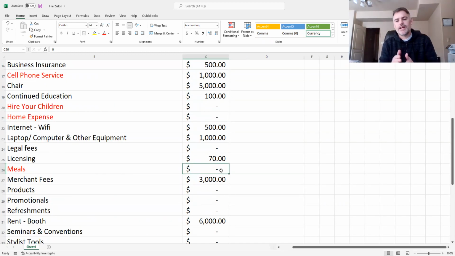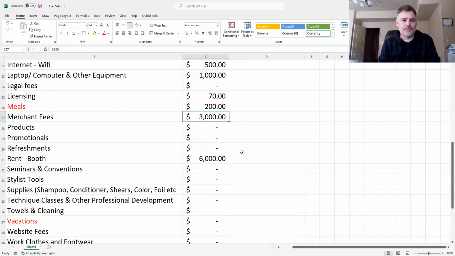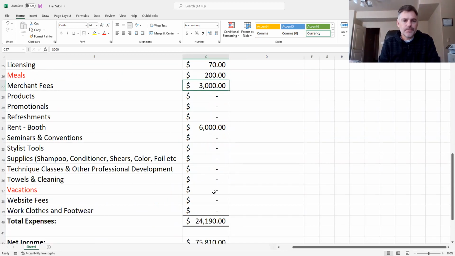Then we come down, meals is one of my favorite ones. I would try to take advantage of this every once in a while. If you're ordering in food and you want to have a get together with all the stylists in the salon, I would probably order in some food, talk about business, maybe talk about what write-offs you're doing for your business. So I would definitely take advantage of writing off some meals throughout the year. Every once in a while, it's all right to go and have a business lunch.